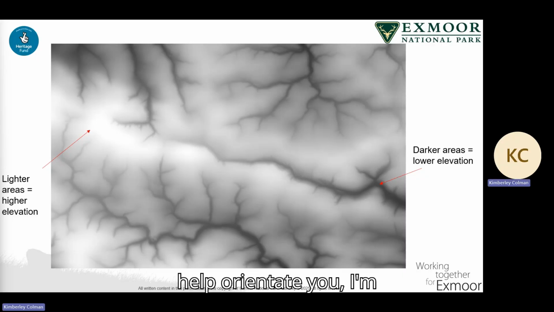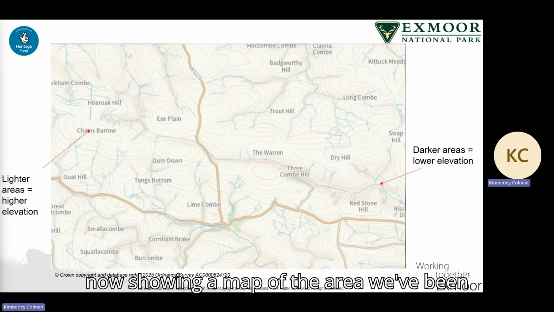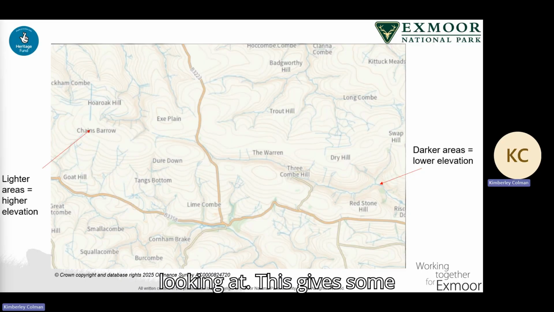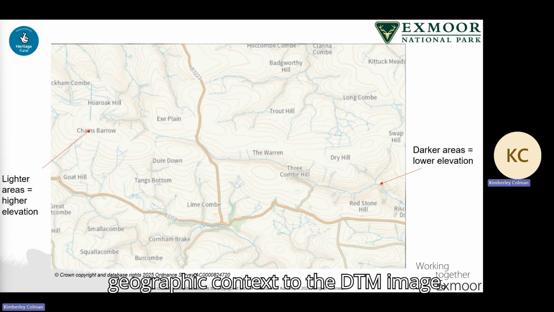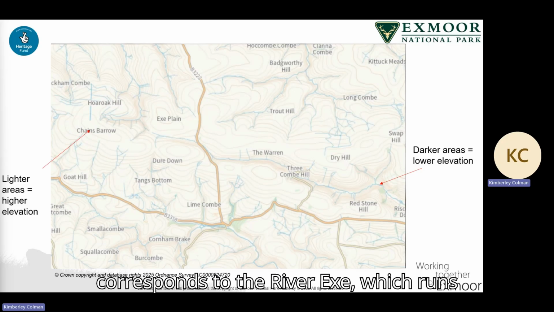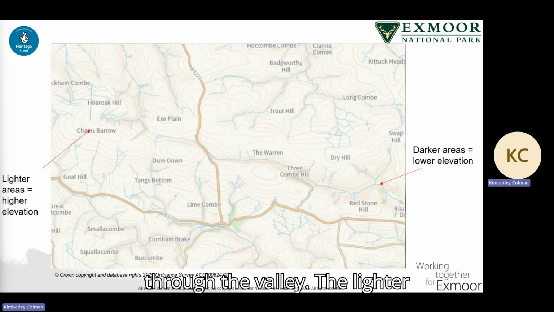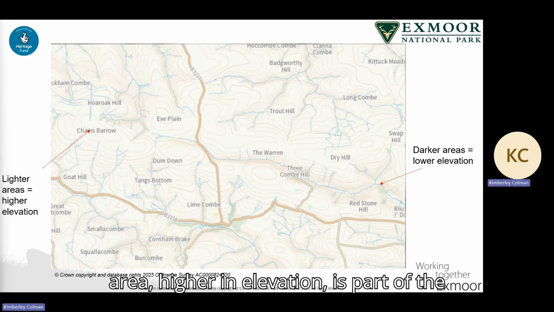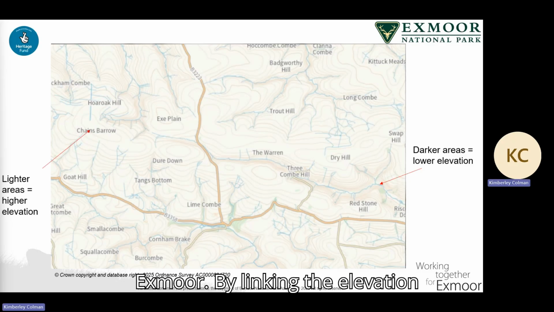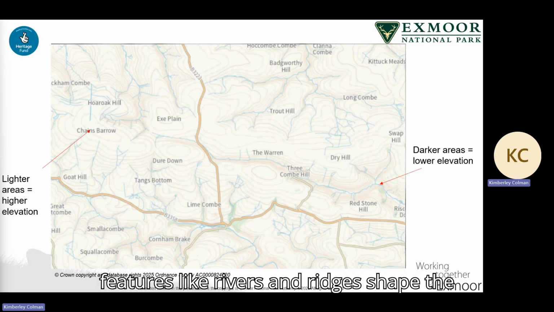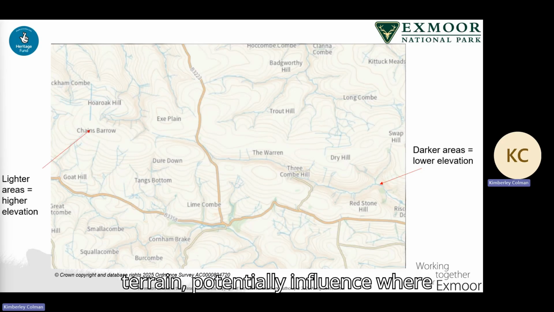So to help orientate you, I'm now showing a map of the area we've been looking at. This gives some geographic context to the DTM image. The darker area you saw earlier corresponds to the River Ex, which runs through the valley. The lighter area, higher in elevation, is part of the Chains Ridge, a stretch of upland in Exmoor. By linking the elevation data to real-world locations, we can start to interpret the landscape more meaningfully and understand how natural features like rivers and ridges shape the terrain, potentially influencing where archaeological features are found.